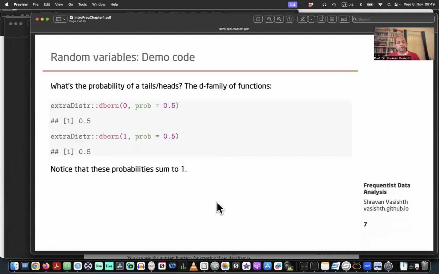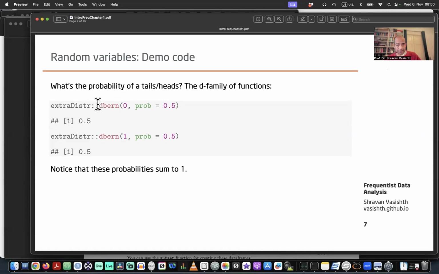So in order to figure out, with a given probability mass function, what the probability would be of each of the possible things that can happen, there is a function built into the extra dist package. It's called the dbern function. D here stands for density, but actually what this is, it's a probability mass function. Okay. So I will explain why it's called D in a moment, right?